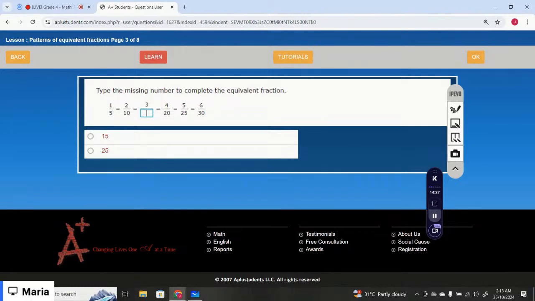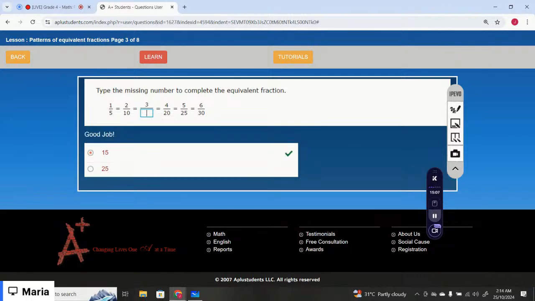Type the missing number to complete the equivalent fractions. So, which is the correct option? That is 1 times 3 is 3 and 5 times 3 is 15. So, the missing denominator is 15. Got it? Option number 1 is the correct option. Very good.